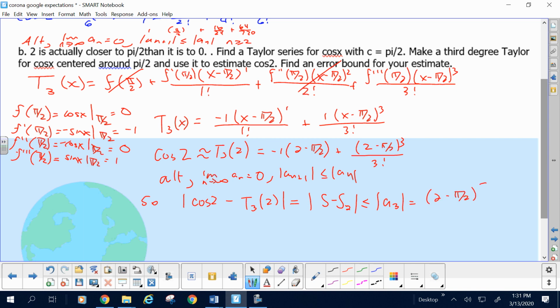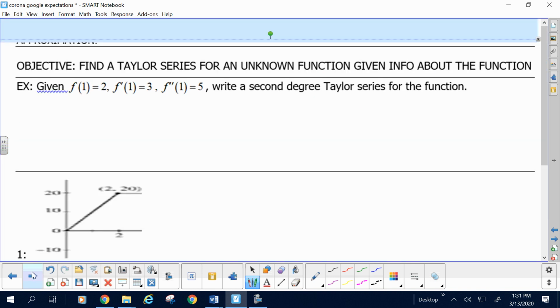2 minus pi over 2 to the 5th over 5 times 4. I'm sure that's a very small number. Probably less than 10,000. And that's just two terms. Okay, so far so good? Alrighty, well, let's move along.